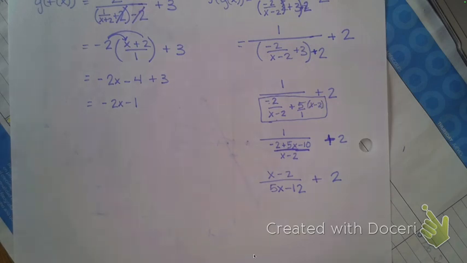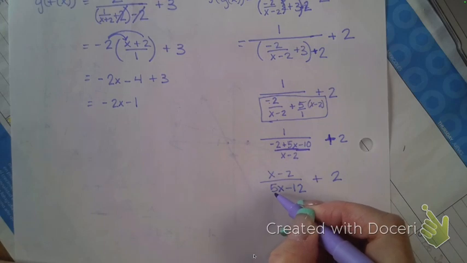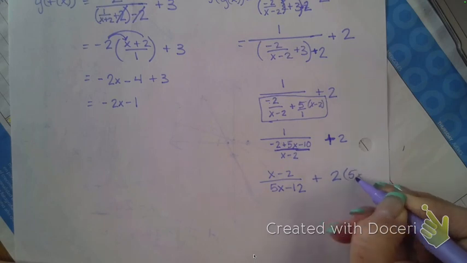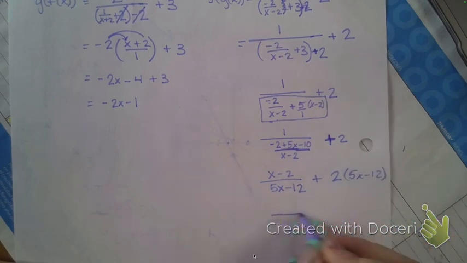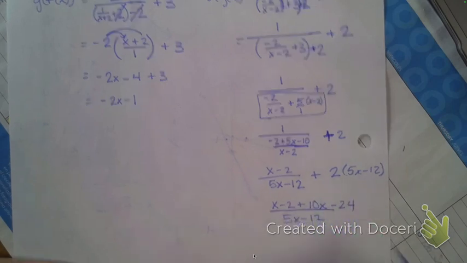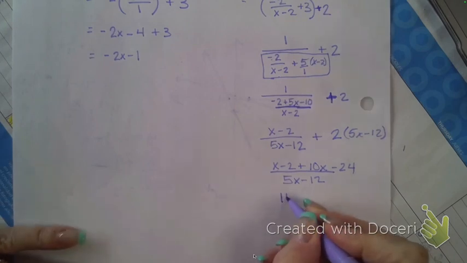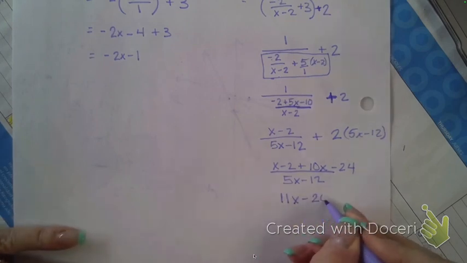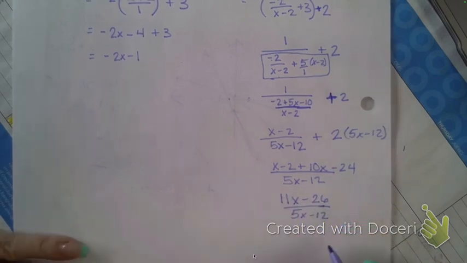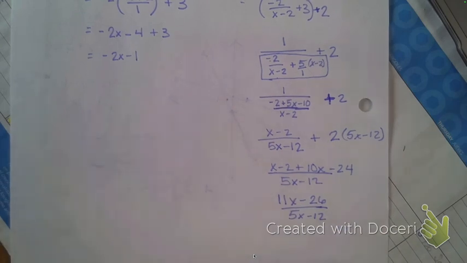Everyone following what's going on? Yes, I'm doing step by step. So my common denominator is going to be 5x minus 12. So I have to multiply x by 5x minus 12, and then x minus 2, minus 2 plus 10x minus 24. Then that gives me 11x minus 26 over 5x minus 12. Is that x? No.